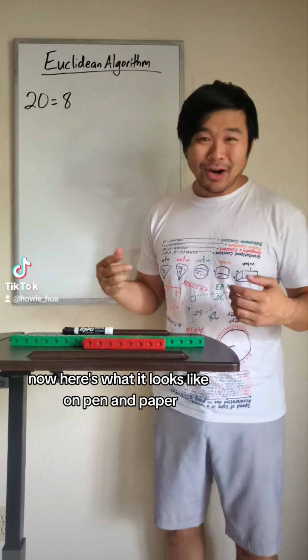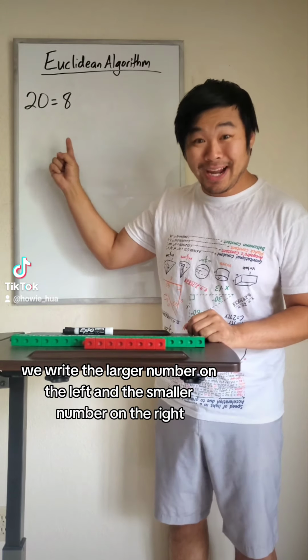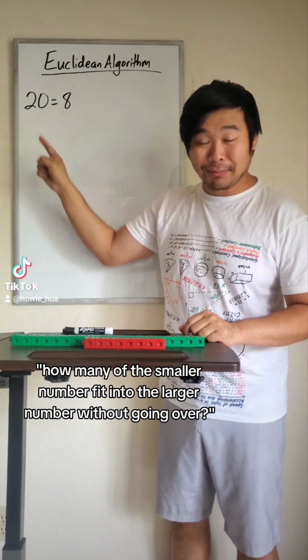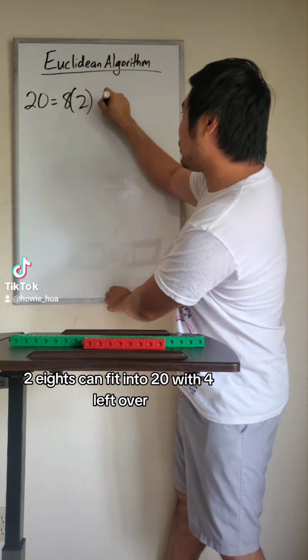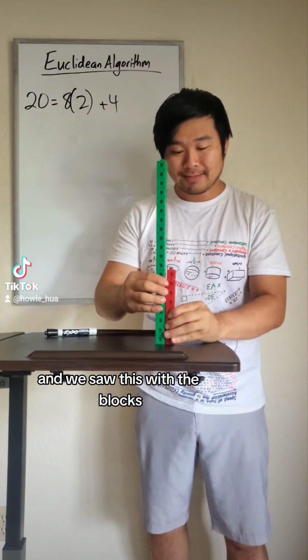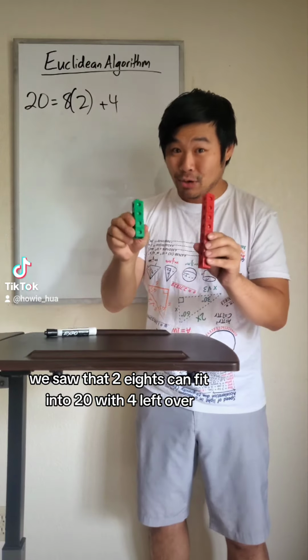Now, here's what it looks like on pen and paper. We write the larger number on the left and the smaller number on the right. And we ask ourselves, how many of the smaller number fit into the larger number without going over? In this case, 2 8s can fit into 20 with 4 left over. And we saw this with the blocks. We saw that 2 8s can fit into 20 with 4 left over.